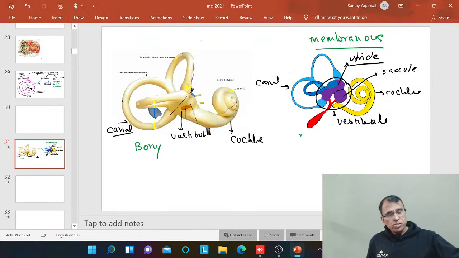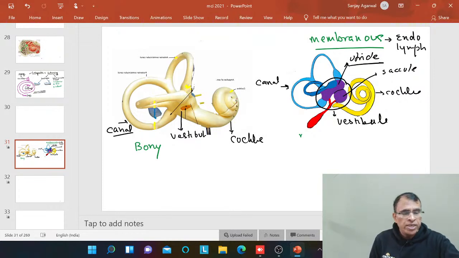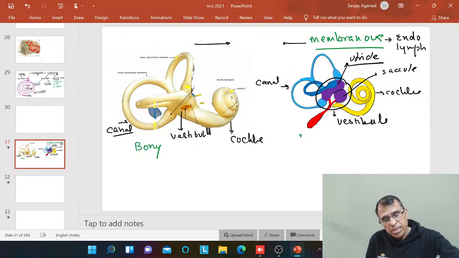What is a membranous labyrinth filled with? What fluid is inside the membranous labyrinth? I'm sure you know, it is endolymph. Endolymph lies inside the membranous labyrinth. It is filled with a fluid called endolymph. Endo means inner one, endo, the inner one. And between this and this is the perilymph.